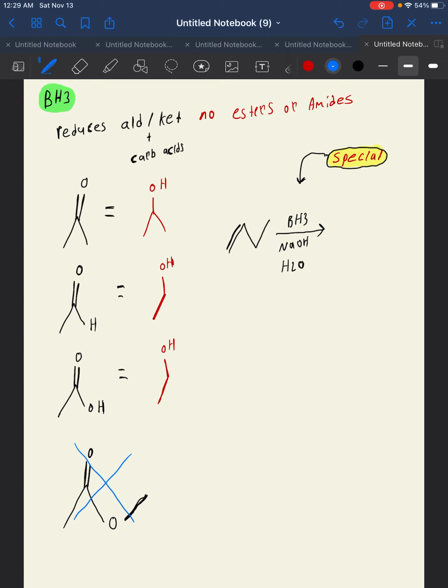Now, there is one special thing we can actually do with BH3. We can actually do an anti-Markovnikov addition. And what do I mean by that? When we react this molecule right here with BH3, you'll actually get something that looks like this, because it's an anti-Markovnikov addition, meaning it's going to go where it's less stable. This also has to be in the presence of H2O and NaOH, but that's the only special thing with BH3. And in one of my next videos, we're actually going to be doing a problem with this, and you'll see what I mean by that.